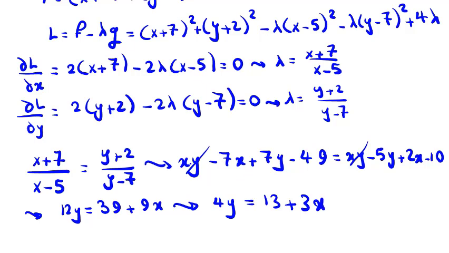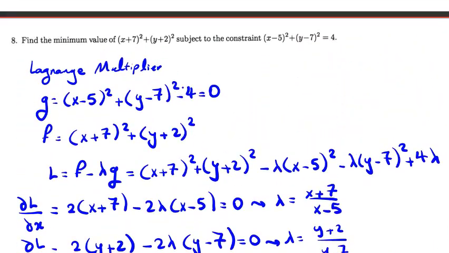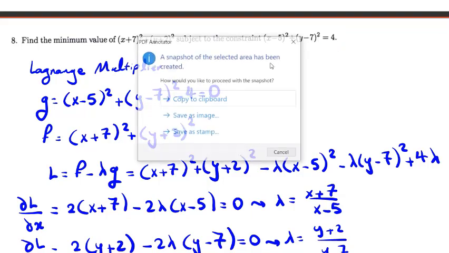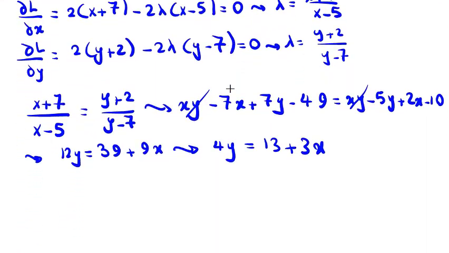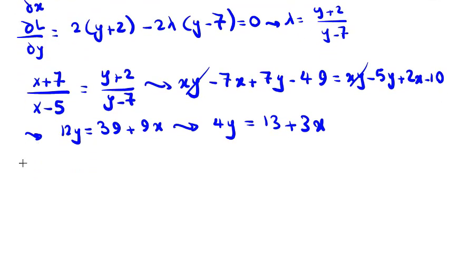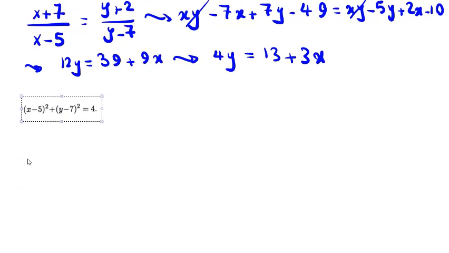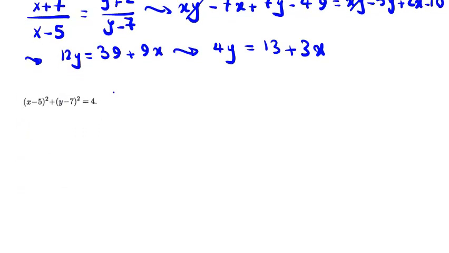We know that we had a constraint. The constraint was this, that (x minus 5) squared plus (y minus 7) squared equals 4; let me copy this part. Now we found a relationship between x and y, so we can replace y in terms of x and find x. So here we can say, okay, y equals (3x plus 13) over 4.